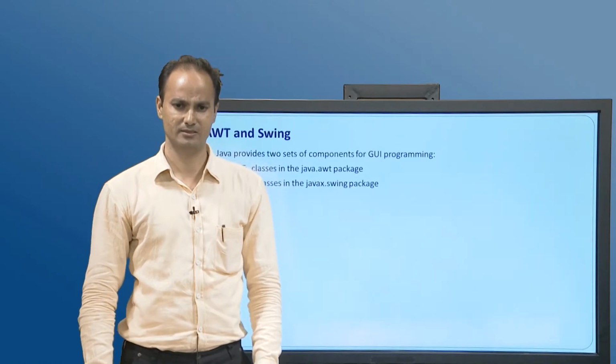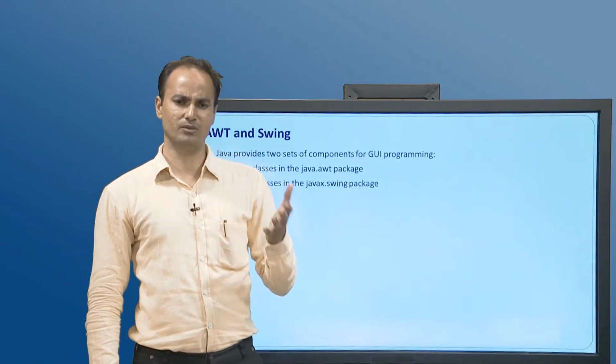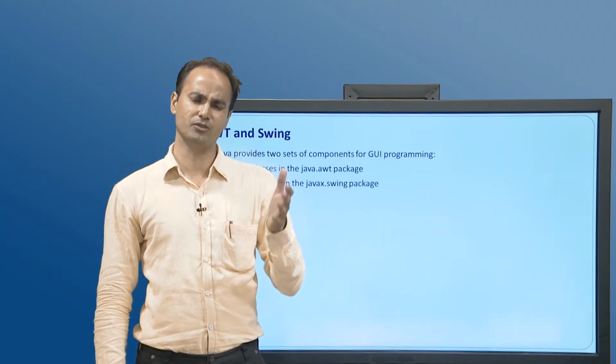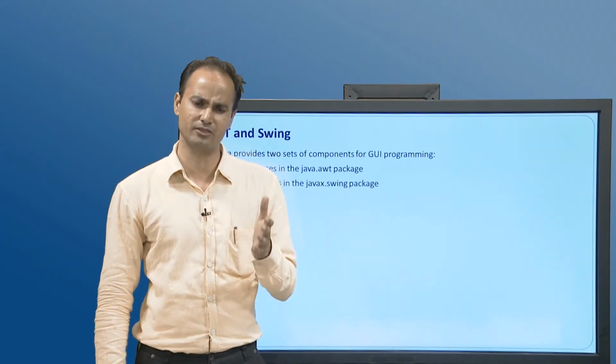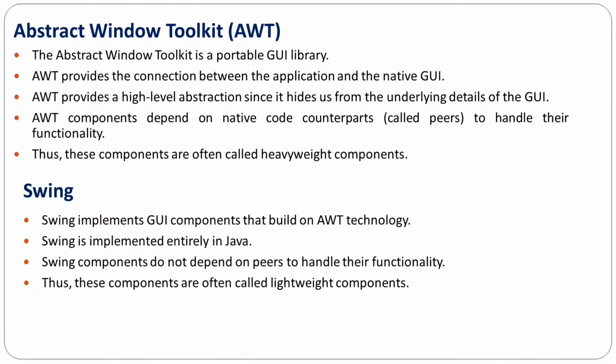Next, we have already discussed AWT and Swing. Generally the main difference is that if you want to develop AWT applications, you need to import the java.awt package, and in Swing you need to import the javax.swing package. Abstract Window Toolkit is what AWT stands for, which we have already seen.